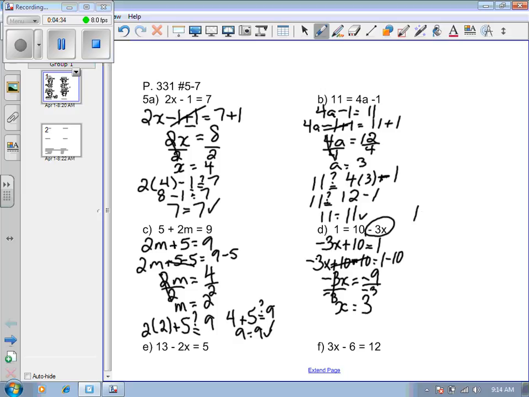Substitute back in. 1 equals 10 minus 3 times 3. What's 3 times 3? 9. 10 minus 9 is 1. We verified that one as well then.